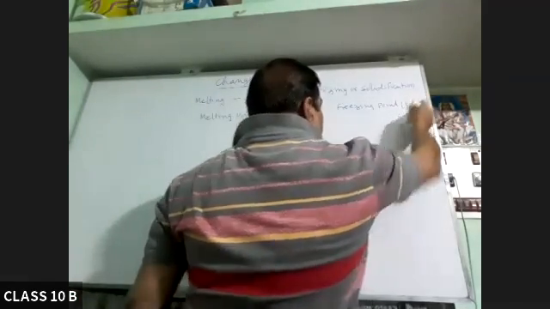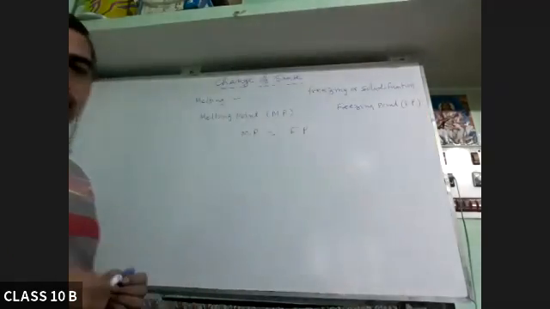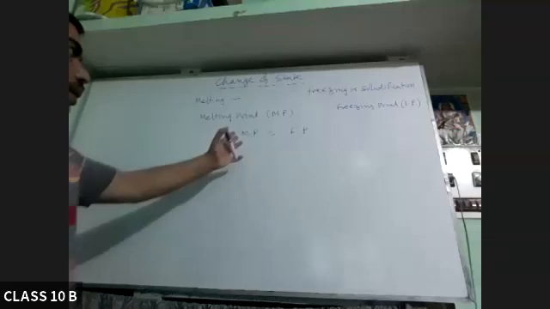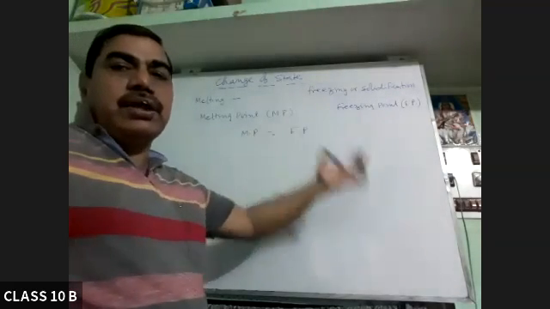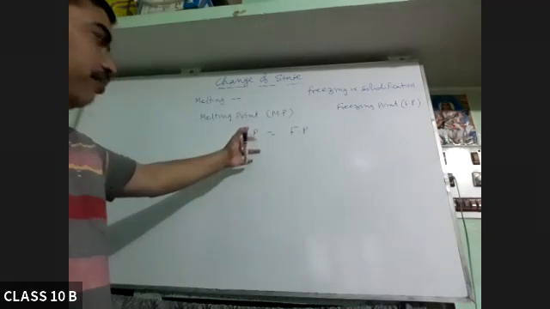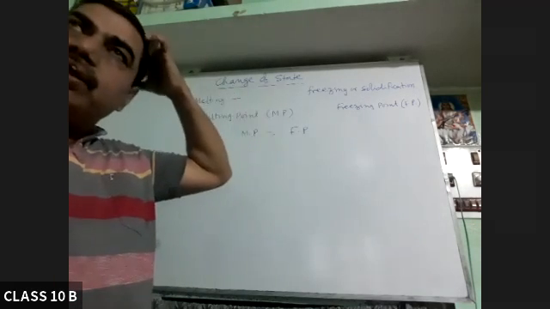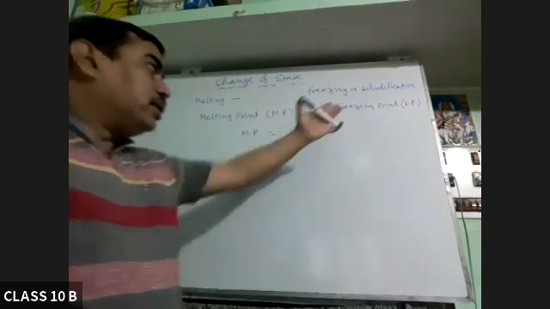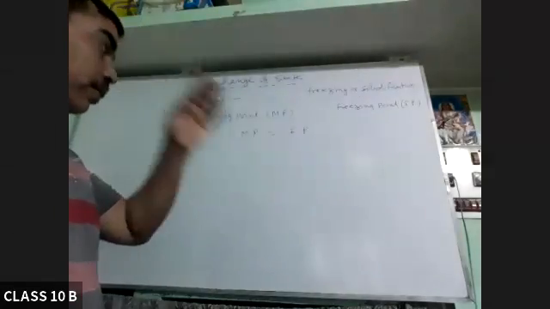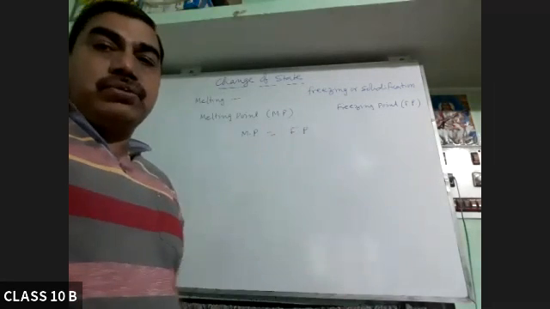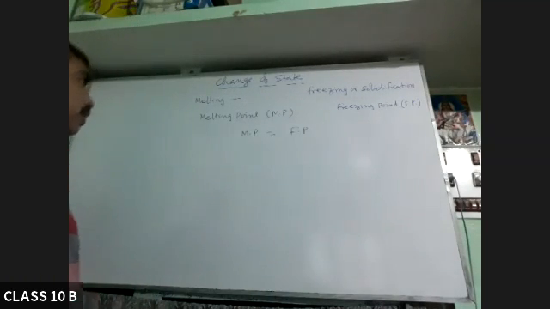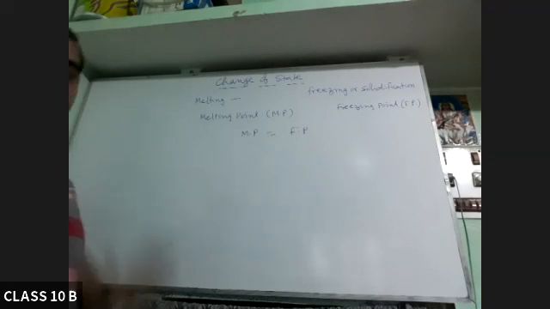Well, the definition is different. The numerical value will be same. Melting point is the constant temperature at which solid changes into liquid on heating, whereas freezing point is the constant temperature at which liquid changes into solid on cooling. So that is melting point and freezing point, the value is same.